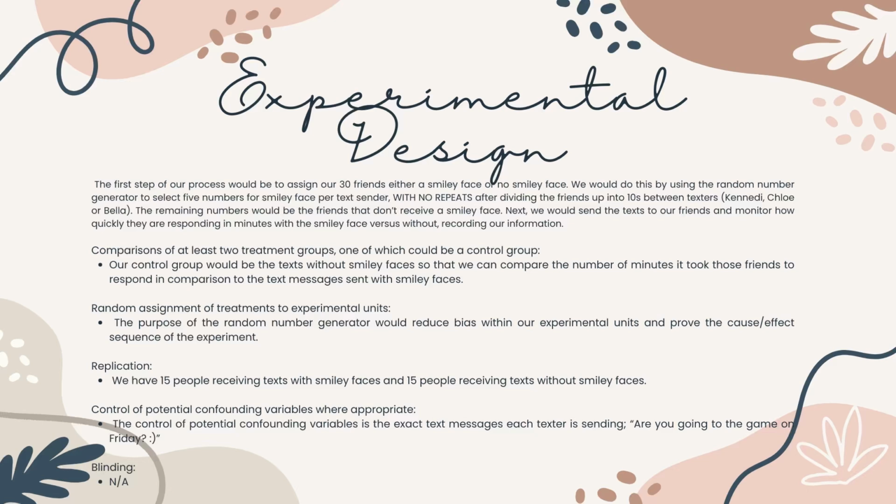The purpose of the random generator was to reduce bias within our experimental units and prove the cause and effect sequence of the experiment. With replication, we have 15 people receiving text with smiley faces and 15 people receiving text without smiley faces. And then the control of the potential confounding variables was appropriate. The control of potential confounding variables is the exact text messages each sender is sending. So it was either, "Are you going to the game on Friday?" with a smiley face, or "Are you going to the game on Friday?" without a smiley face. And then there was no blinding.